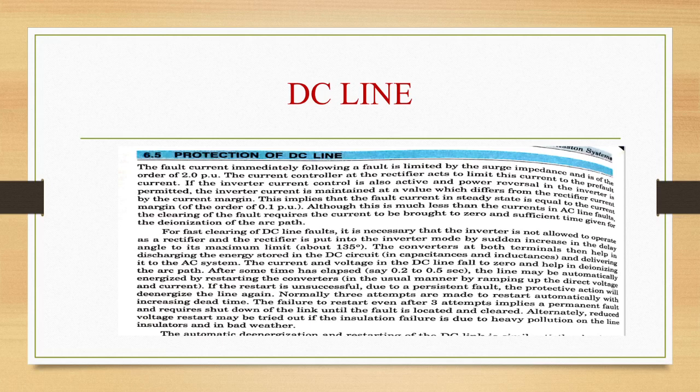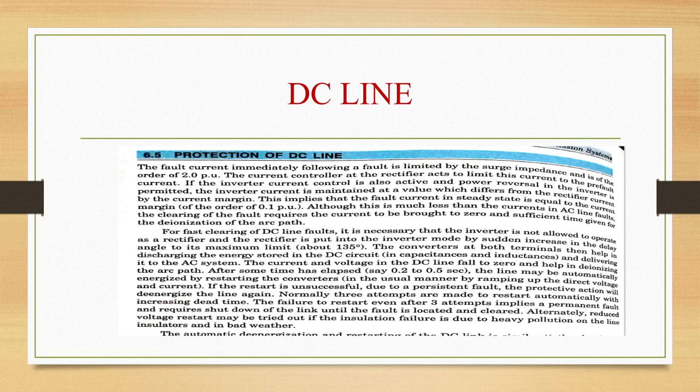For fast clearing of DC line faults, it is necessary that the inverter is not allowed to operate as a rectifier, and the rectifier is put into the inverter mode by sudden increase in the delay angle to its maximum limit. Converters at both the terminals will help in discharging the energy stored in the DC circuit and delivering it to the AC system. Current and voltage in the DC line fall to zero and help in deionizing the arc path. After some time has elapsed, the line may be automatically energized by restarting the converters.